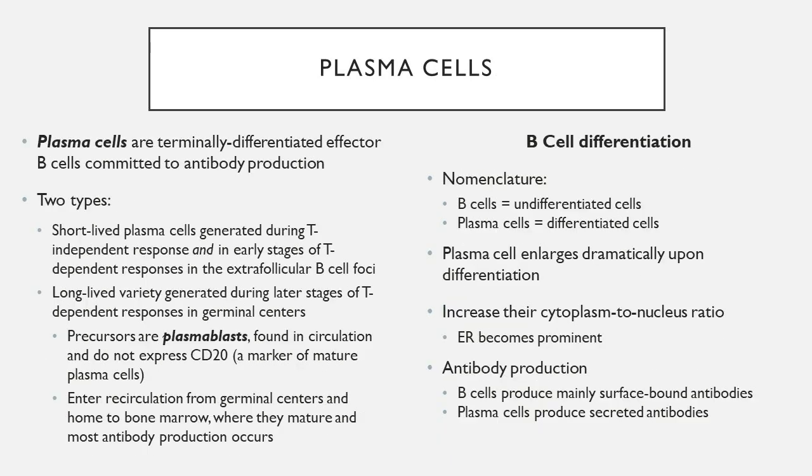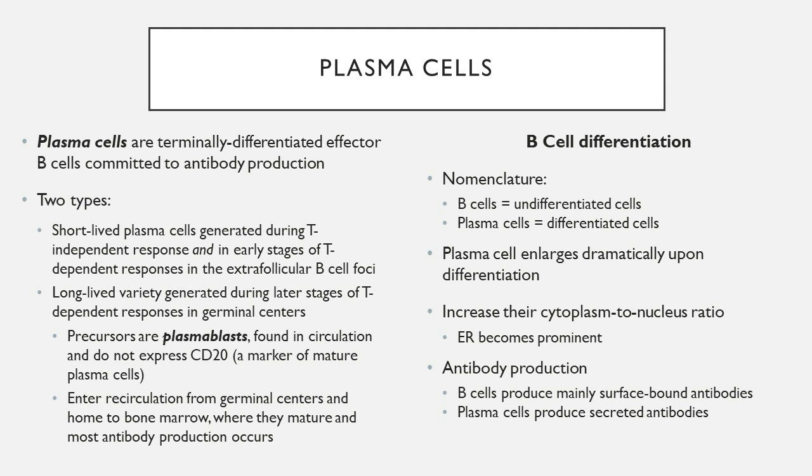Now, during the final rounds of affinity maturation and the selection process, 2 cell types can exit the germinal centers, one being plasma cells. Now, plasma cells are terminally differentiated effector B cells whose entire job is to make antibodies. And of these, there are 2 types. There are the short-lived plasma cells that are generated during T-independent responses and in the early stages of T-dependent responses that occur in the extrafollicular B cell foci.